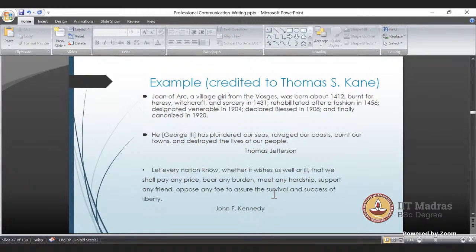So let every nation know whether it wishes us well or ill, that we shall pay any price, bear any burden, meet any hardship, support any friend, oppose any foe to assure the survival and success of liberty. So it also is intellectual in the way that it is sending out a message to people. It's emotional in the way that it is addressing the people of his nation about the core values that they stand for, right? But if you look at it closely, the grammatical construction again is parallel in style, right? Pay any price, bear any burden, meet any hardship. All of them have similar grammatical constructions. Okay, all right. So you understand parallel style clearly now?